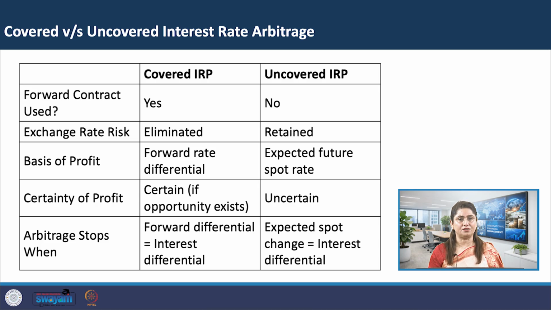In uncovered arbitrage, no forward contract is used. The exchange rate risk is fully retained. The profit depends entirely on whether your expectation of the future spot rate turns out to be correct. Arbitrage stops when the expected change in the spot rate equals the interest rate differential. One is the science, certain, calculable, risk free. The other is more of an informed bet, potentially profitable, but exposed to the unpredictability of markets.